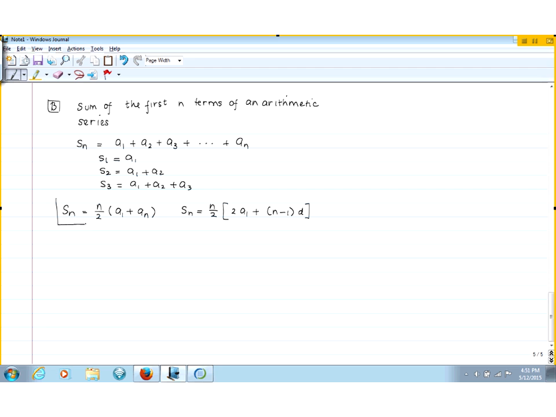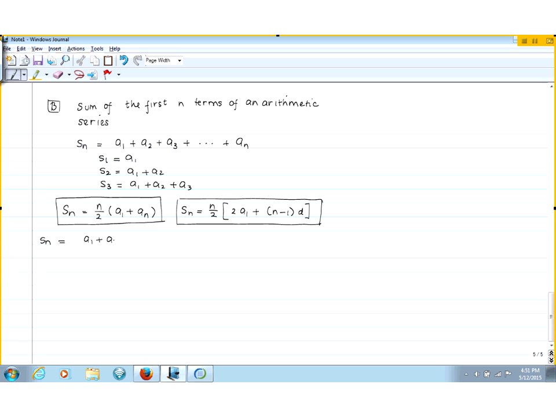Okay. Alright. Now, why is this formula? Where does the Sn equals n over 2 times (a1 plus an) come from? So basically, it comes from here. Suppose you want to add everything through an.